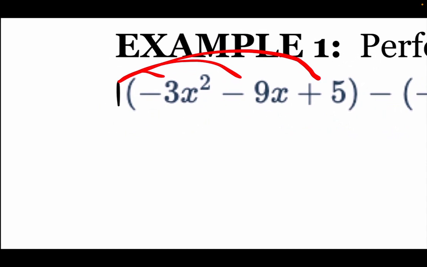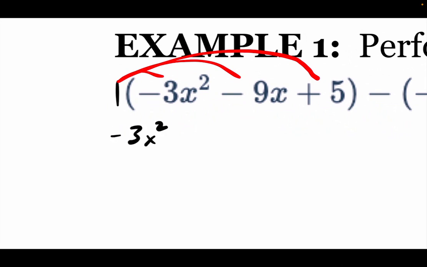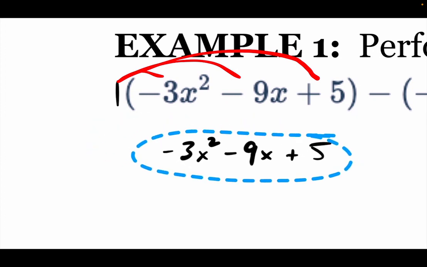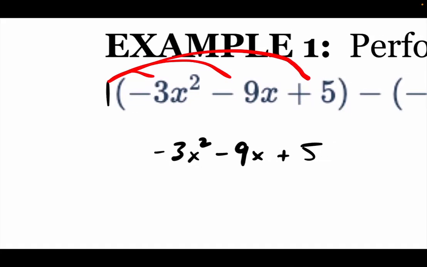Okay? So when you distribute, what operation are you doing? Are you adding, subtracting, multiplying, or dividing? Multiplying. Distribution is multiplying, right? So anytime I do this, it's just multiplication. So 1 times negative 3x squared is negative 3x squared. 1 times negative 9x is negative 9x. 1 times 5 is positive 5. Parentheses gone. Seems like an easy thing to do, but it is important. Okay? Now let's go to the other guys.